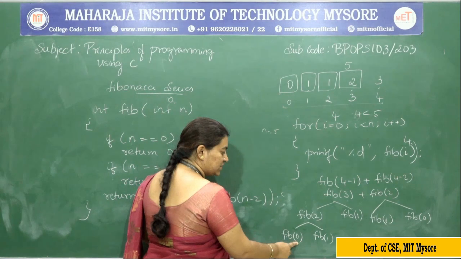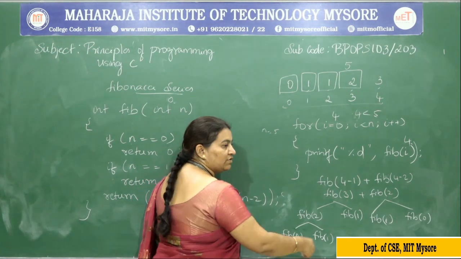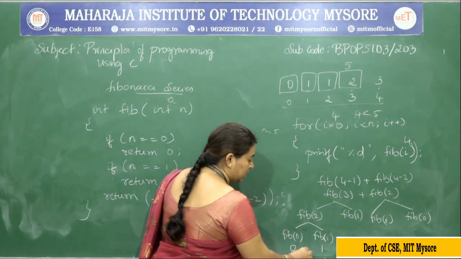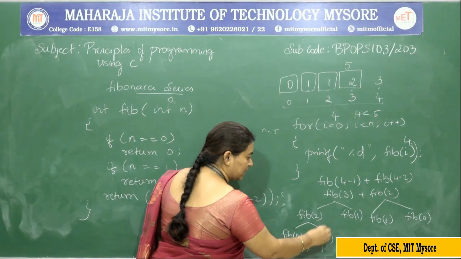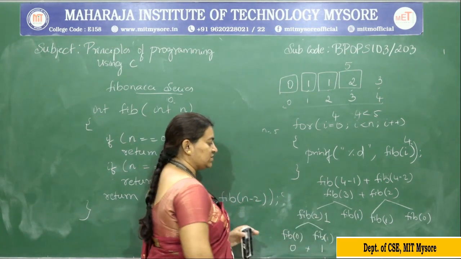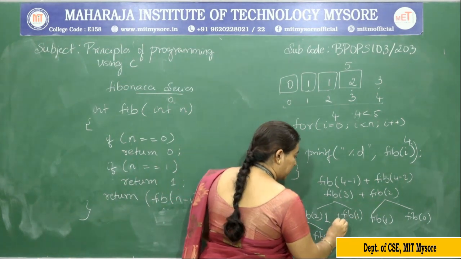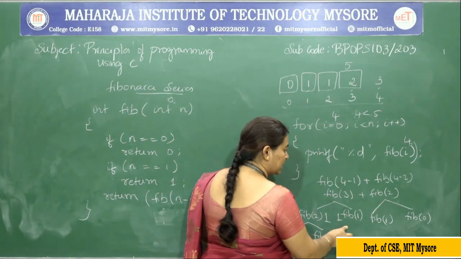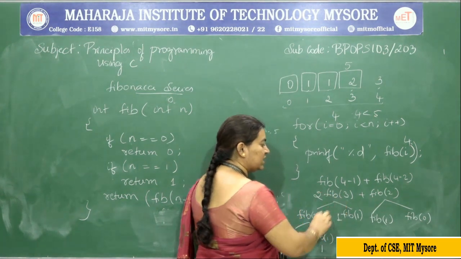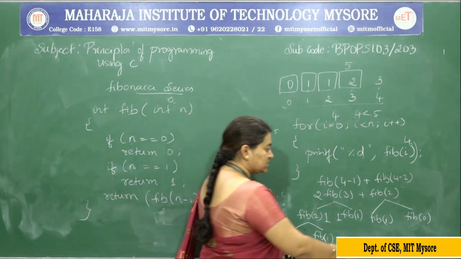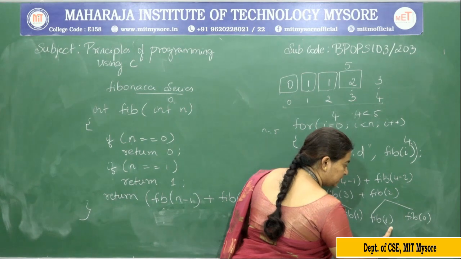So when it is fib of 0, what I have to return? 0. When fib of 1, it is 1. Now I have to add this. So 0 plus 1, it is 1. For this function, it is 1. What is fib of 1 here? It is 1. So what will happen? 1 plus 1, 2. So the fib of 3 is what? 2.